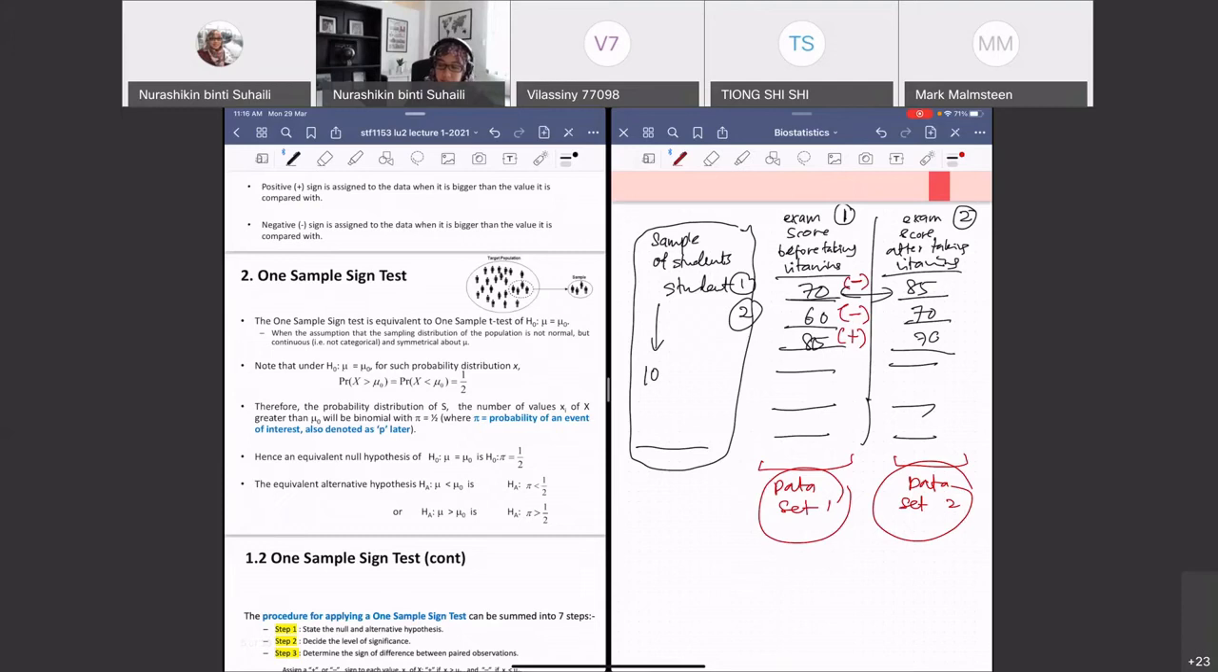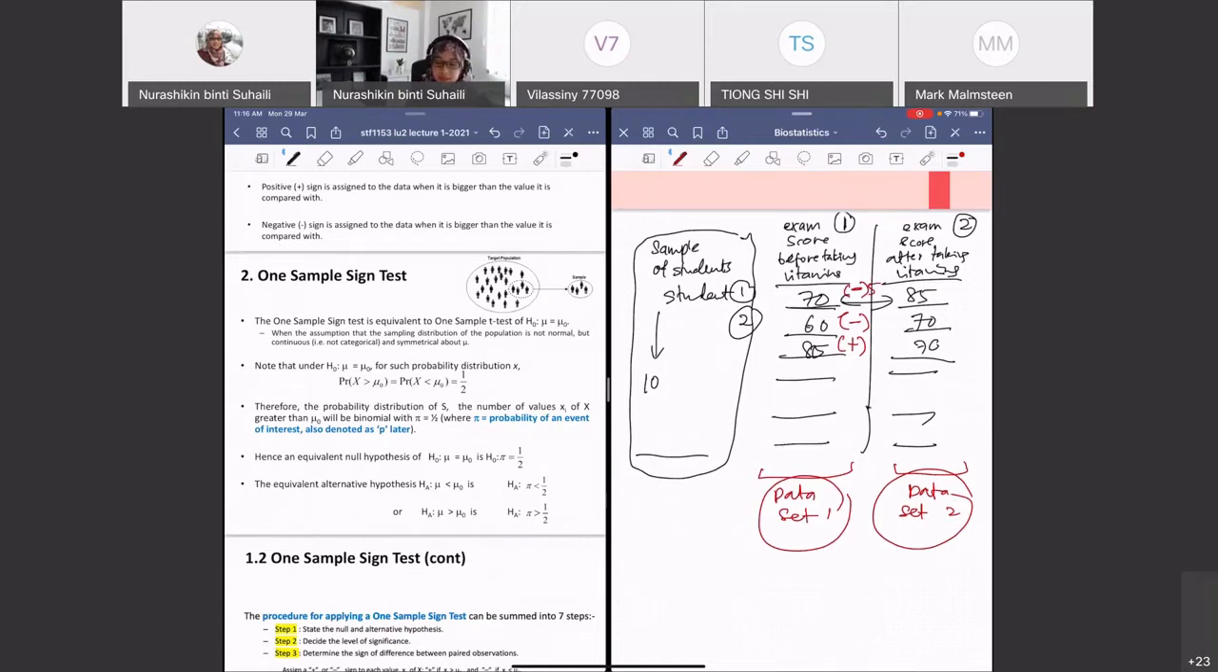So if you see here, we assign negative, positive, but we don't care about the values. If you wanted to consider the difference, the magnitude, the magnitude is the value, right? So we can say it's -5, this one is -10. But in this test, it is considered a simple test because we don't consider the magnitude. We just consider whether it's negative or positive. So from one point, it is a simple test.